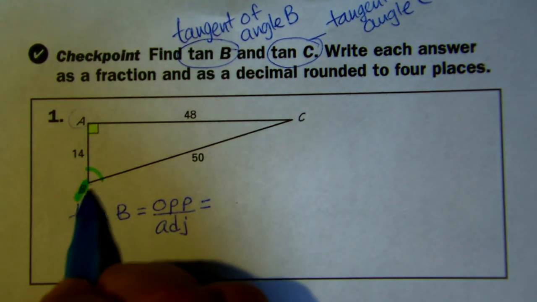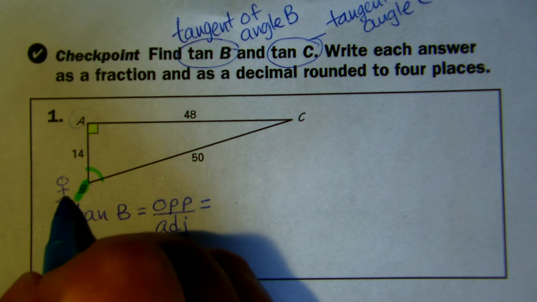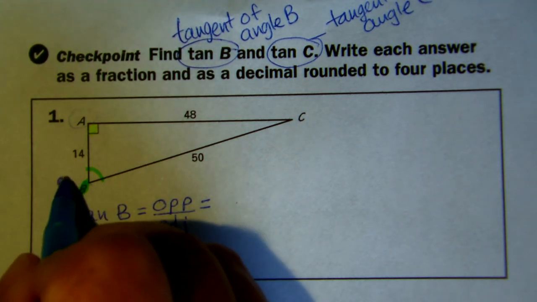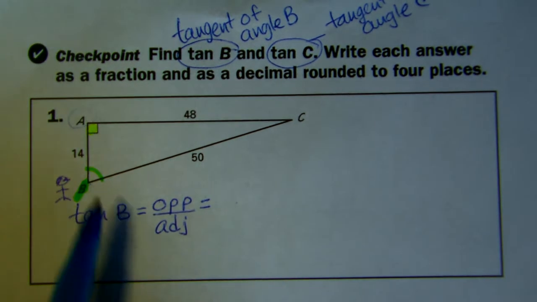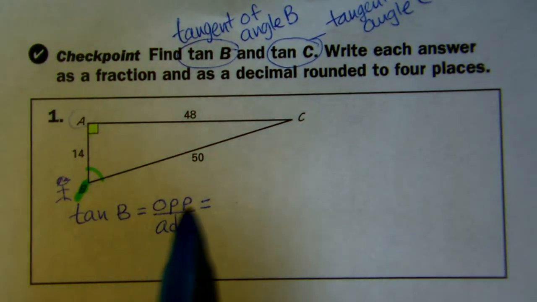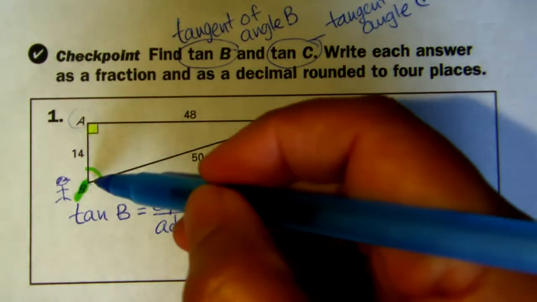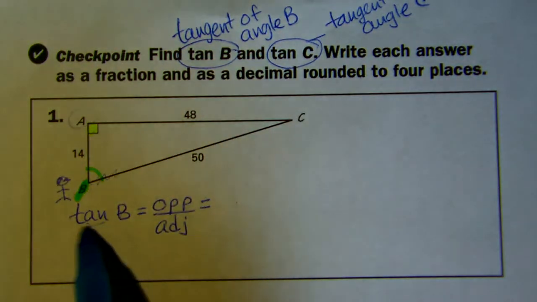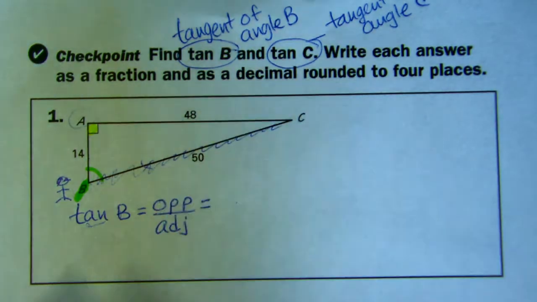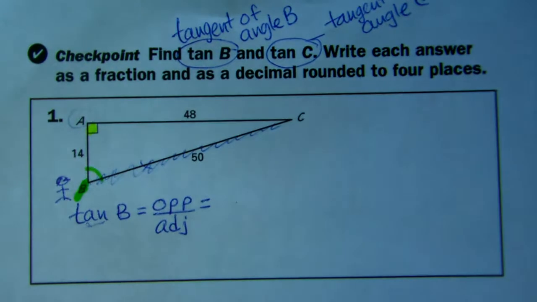If you're standing right here on angle B, think of you standing right here on angle B. This is your hair, these are your eyes, okay? And you're looking across from you. Which side is the opposite from you? And remember, for this tangent ratio, we don't take into consideration the hypotenuse. This is the hypotenuse because this is the one across from the 90-degree angle.